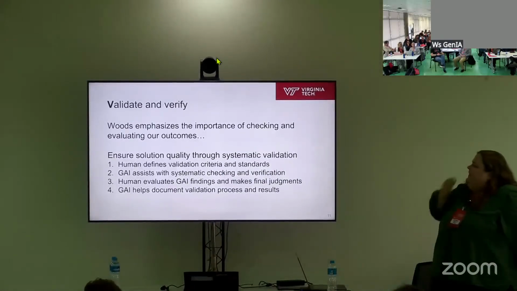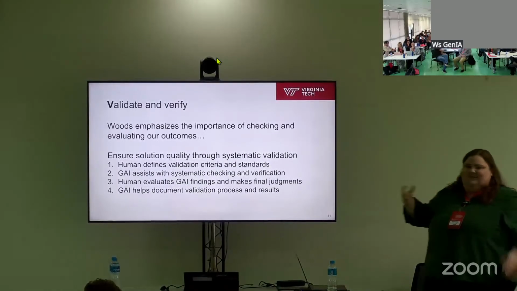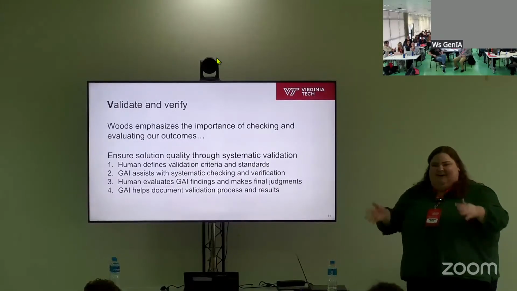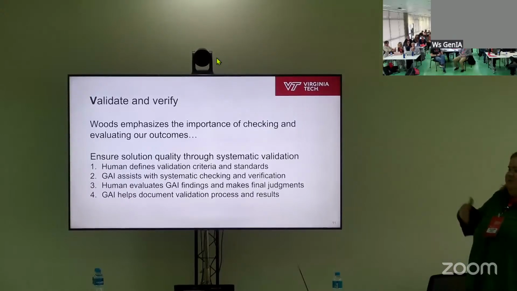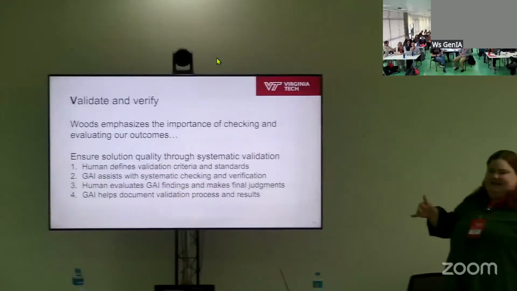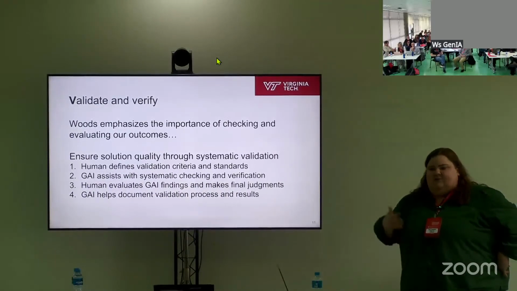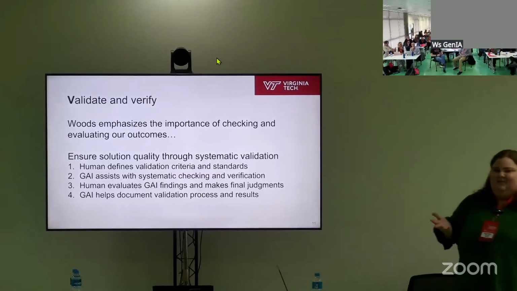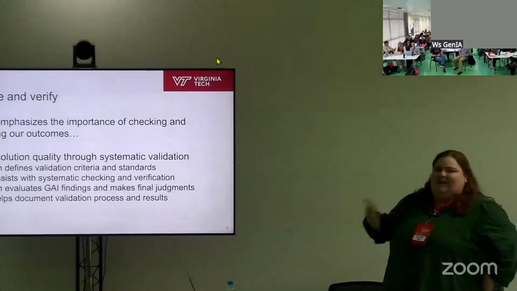At the end of this, you have validate and verify. This emphasizes the importance of checking and evaluating our outcomes, which is a common theme I think we've all recognized through these different modules we've had. You're basically just trying to ensure the quality here. So the human defines the validation criteria and standards. What does success look like to you? You've had these solution framings proposed to you by AI, but do they actually align with the reality of the situation? What did you expect going in versus what was the actual result?